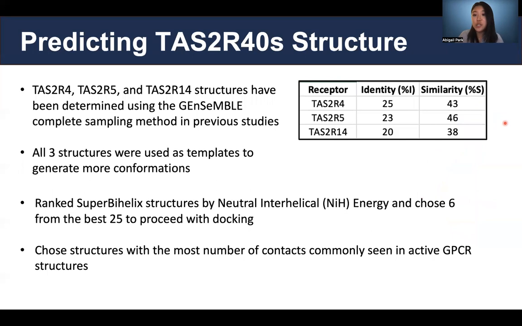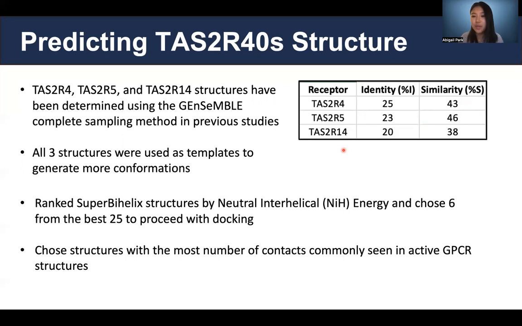So for predicting TAS2R40 structure specifically, we used the structures of TAS2R4, 5, and 14, which were determined previously using the GEnSeMBLE complete sampling method. And so in this table, you can see the identity and similarity against TAS2R40, and TAS2R4 and 5 have higher identity and similarity with TAS2R40. But even though TAS2R14 had lower homology, we went ahead and used all three of these structures as templates just so we could generate as many conformations as possible.